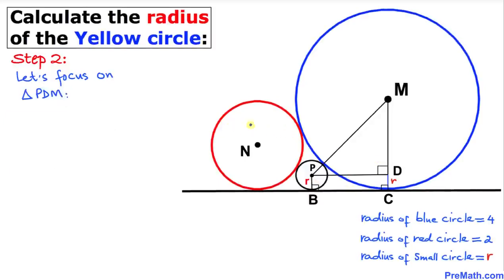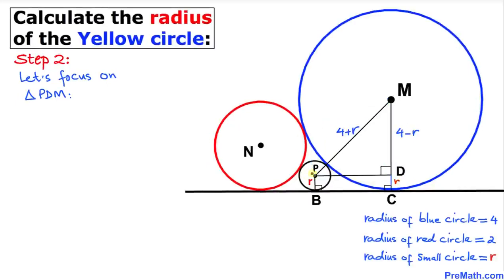Now let's focus on this right triangle PDM, and we know the radius of this blue circle is 4 units, and the radius of this smallest circle is R, as we can see. Then the total length of this PM is going to be 4 plus R. All right. And on this side, once again, the radius of this blue circle is 4. So this side is going to be simply 4 minus R.